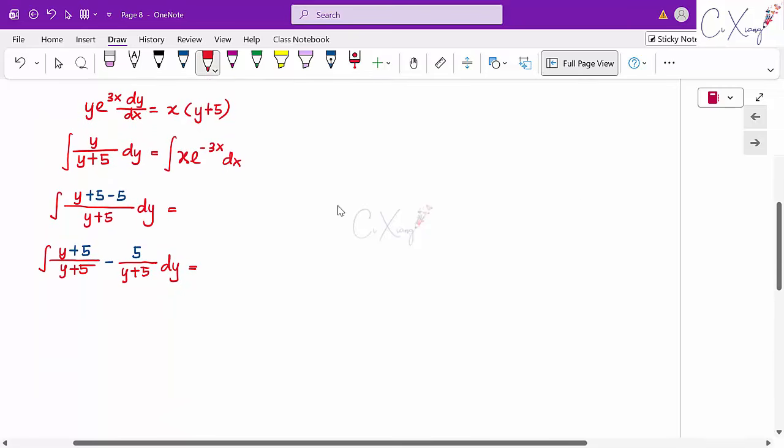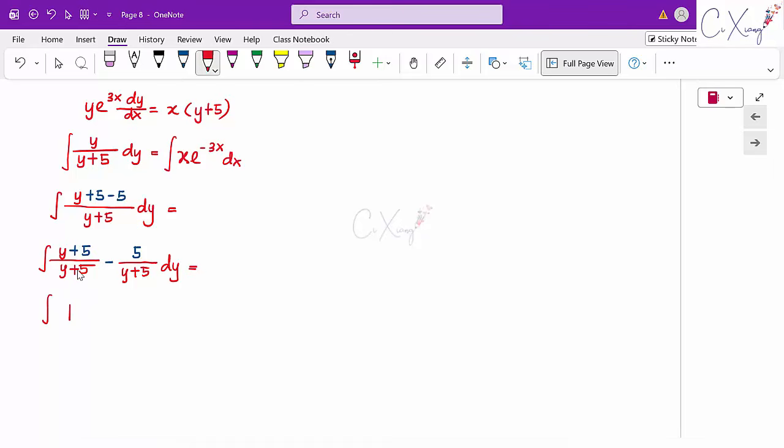Okay, then what's the purpose that I do so? Because of y plus 5 over y plus 5, I'll get a 1, which is a number that I can integrate very easily. Then for the second fraction here, I'll be having 5 over y plus 5, which has the pattern of 1 over ax plus b. So I can also integrate this one directly.